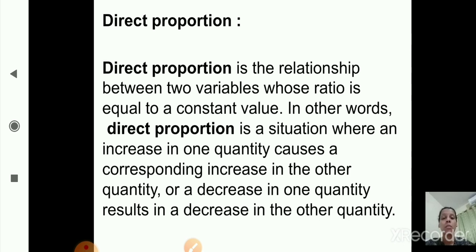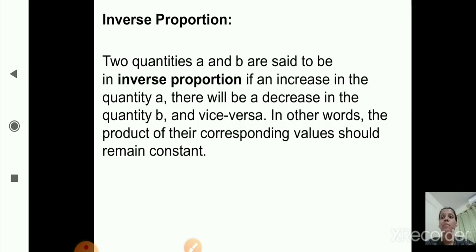Now we'll see what is the meaning of inverse proportion. Two quantities A and B are said to be in inverse proportion if an increase in quantity A causes a decrease in quantity B. So if quantity A is increasing, then there will be a decrease in the other quantity, that is quantity B, and vice versa.